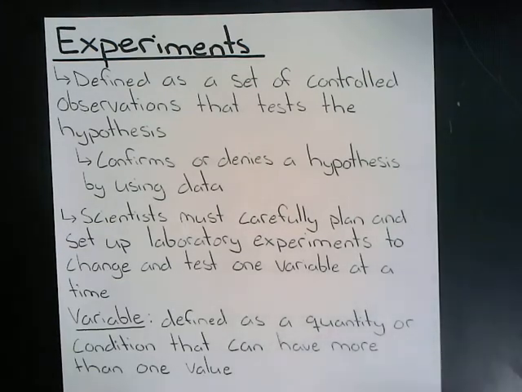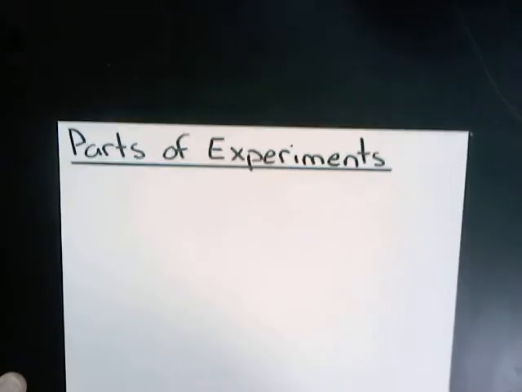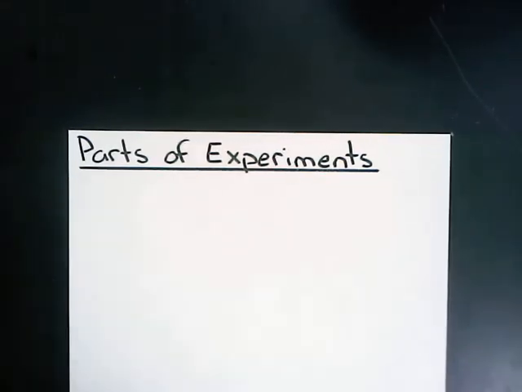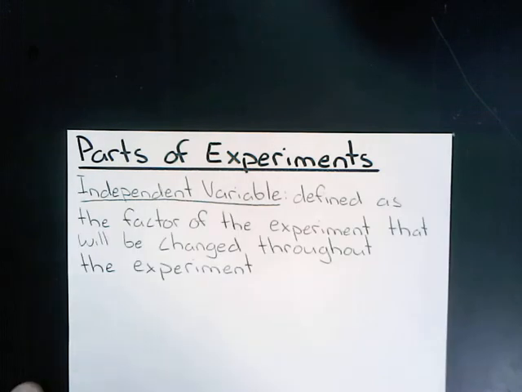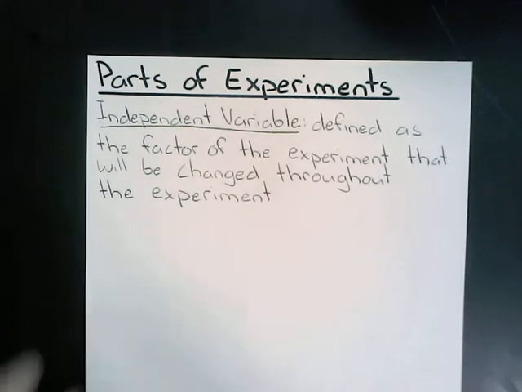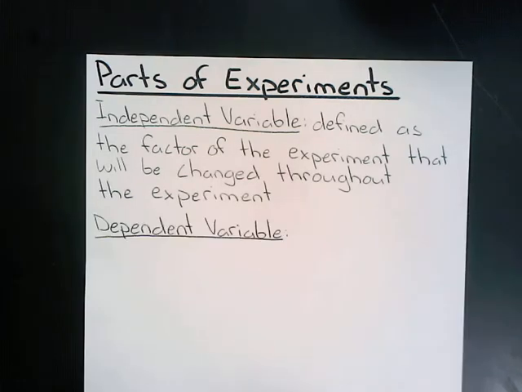All right, so moving on to the different parts of the experiment. We started our last portion with variables, and there's two different types of variables. Number one, there's an independent variable. An independent variable is defined as the factor of the experiment that will be changed throughout the experiment. Now, the other type of variable is the dependent variable. And the dependent variable is defined as the factor of the experiment in which the value changes in response to a change in the independent variable.